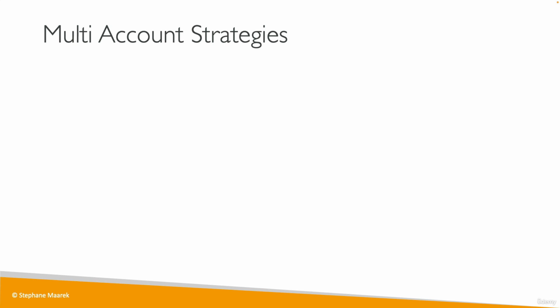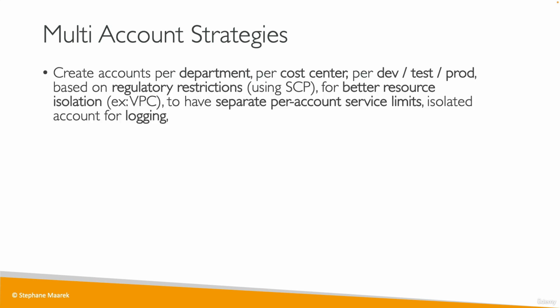Now, we have an OU and multiple accounts, so we have a multi-account strategy. And you can create accounts per department, per cost center, per environment, for example, dev, test, prod. You can create them based on regulatory restrictions. You can do it for better resource isolation, for example, you want to have one account per VPC, or you want to have separate per-account service limits, or you want to have a separate account for logging, and so on. So you have different strategies to look at. For example, do you want multiple accounts or one account with multiple VPCs in it?